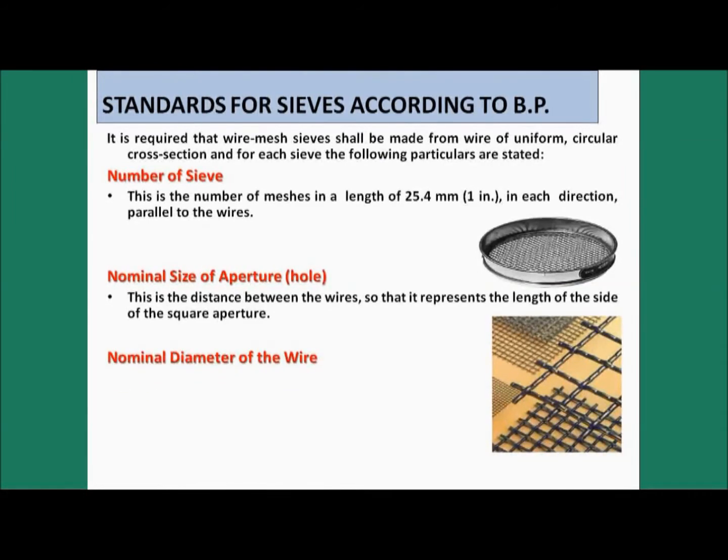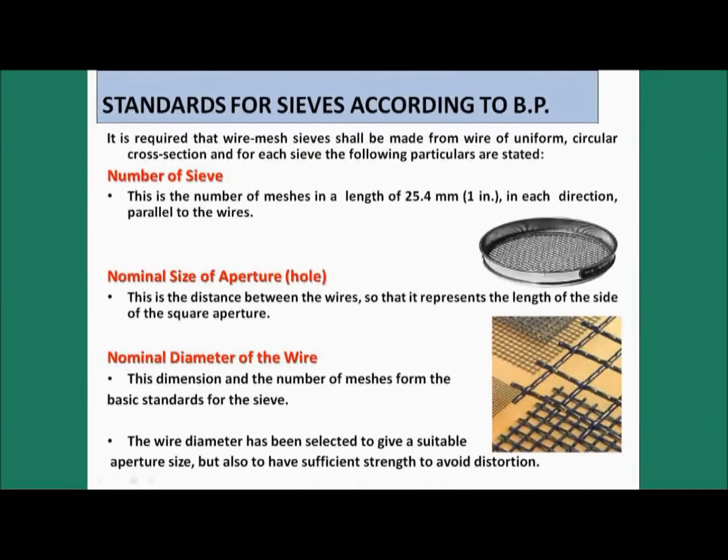Next, we have nominal diameter of the wire. You see, the dimension and the number of the meshes form the basic standard of the sieve. So the wire diameter, these are the wires, right? The wire diameter has been selected to give a suitable aperture size, but also to have sufficient strength. The wire should not be so thin. It should have sufficient strength to avoid distortion or breakage during the process of screening, right?